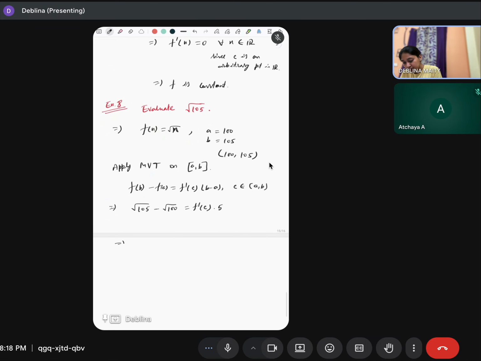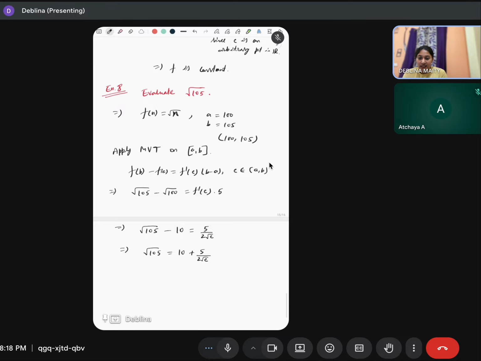So this is 10. So f dash c is what? f dash c is 1 by 2 root c. Okay. So this is 10 plus 5 by 2 root c.